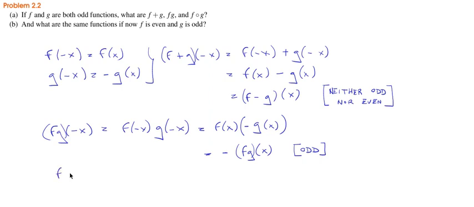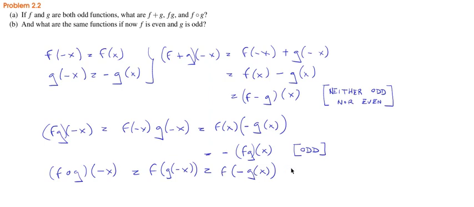And finally, the composition. This is just f of g of minus x, which is f of minus g of x because g is odd, and then because f is even, this is just f of g of x. So now the composition function is even.